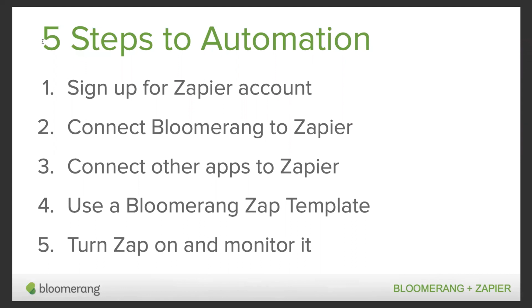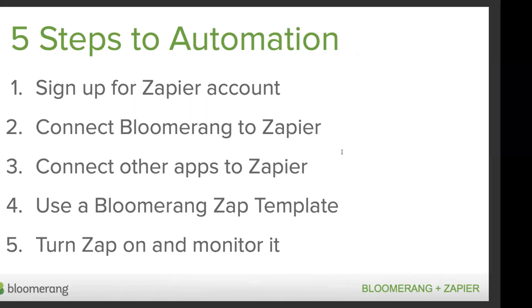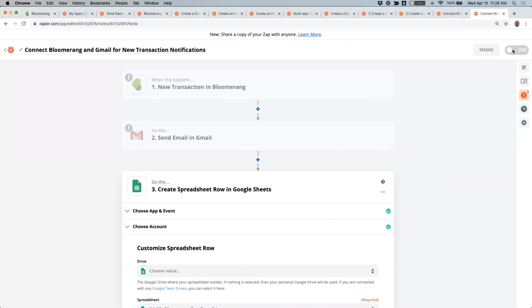So again, if you'd like to get set up with Zapier, we recommend 5 steps. Sign up for an account, connect to Bloomerang, get your apps connected to Zapier, use a template, and then turn on a Zap and see what happens. There's really no harm in turning on a Zap and seeing how it runs. Zaps only trigger one by one. So if you don't like what it looks like, you can turn it off. It's very easy to toggle these Zaps on and off. There's just a switch on and off.